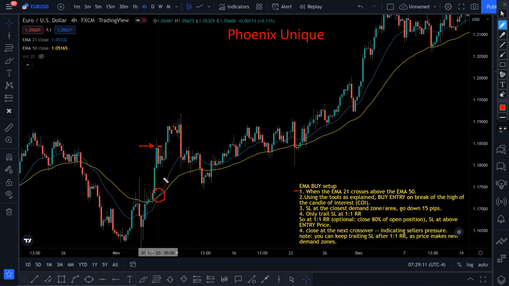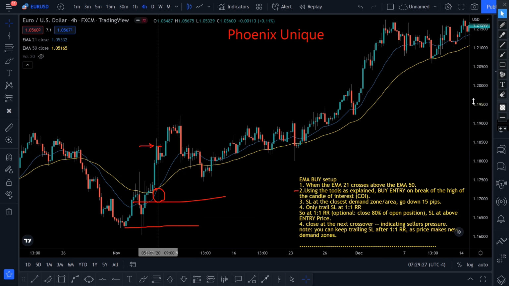Okay? Our stop loss will be where? Stop loss at the closest demand zone or area. This is the closest demand zone. Okay? Now you've gotten the closest demand zone. What do you say we should do next? You should go down 15 pips. So this lowest wick, you go down an additional 15 pips. So this is what we are expected to do.